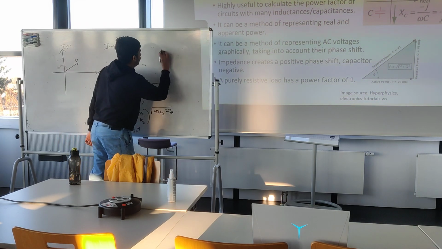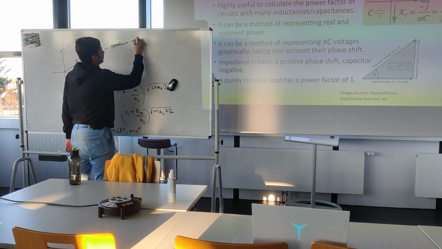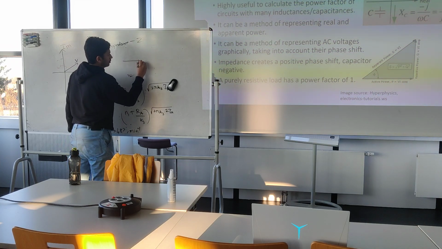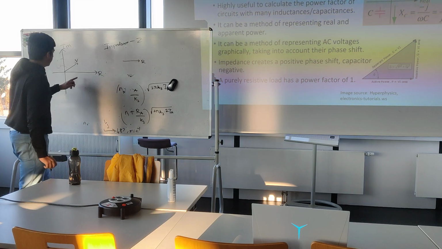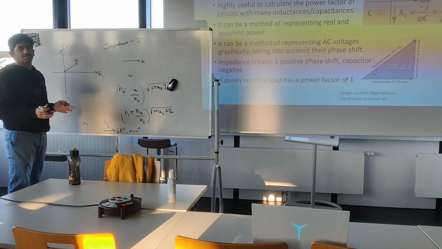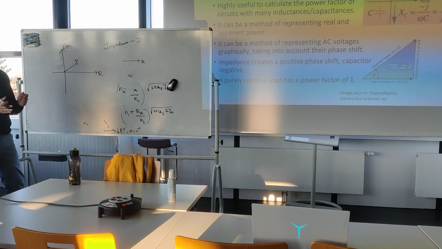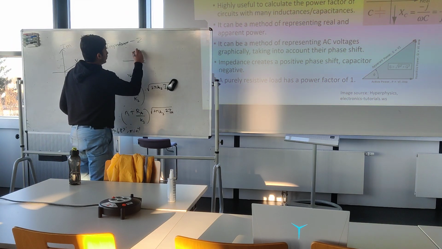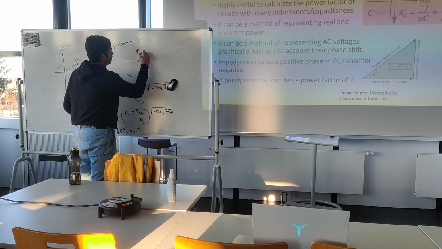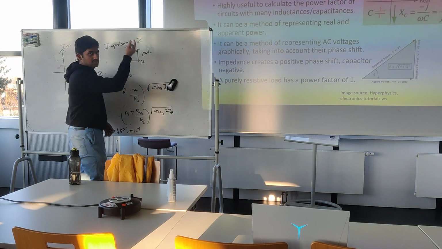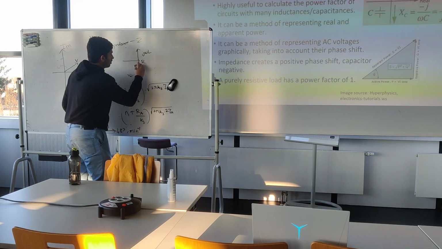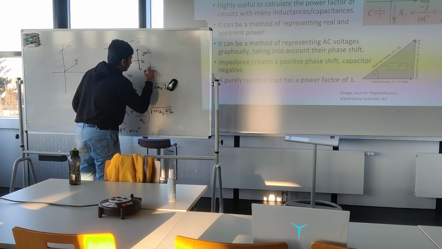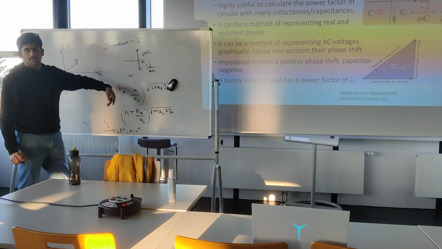impedance is the AC equivalent of resistance. Impedance Z. So for a resistor, it's just R, and it's on the real plane because a resistor does not create any phase shift. For an inductor, it is j omega L, j because imaginary. For a capacitor, it is minus j by omega C, in the negative. So it shifts downwards.